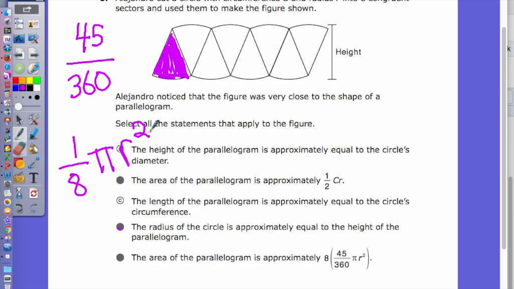Okay? You wouldn't really do it this way. To find the area of the entire thing, if you had the entire area, you wouldn't take 1/8 of it and then multiply back by 8. But you could. Do you understand this question?